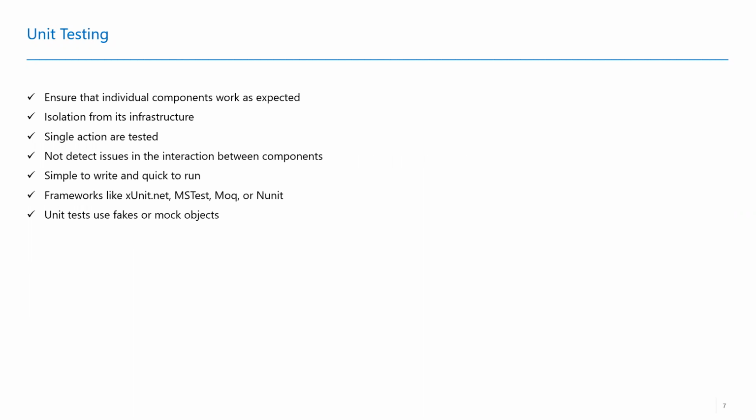So let's begin with unit testing. Unit tests ensure that the individual components of the application work as expected. That's point number one. And also, unit testing involves testing a part of the application in isolation from the infrastructure.